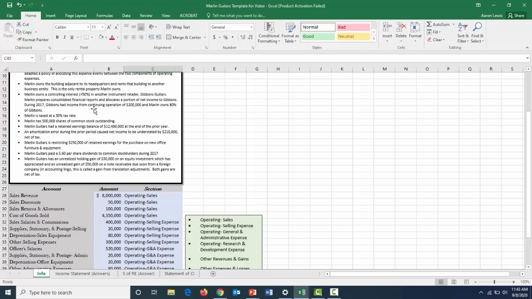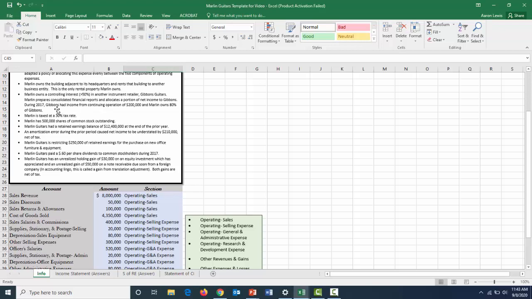And since we own more than half, we have to consolidate our numbers. We have to include all of Gibbons Guitars numbers into Marlin's Guitars numbers. And then at the end, what we're going to do is subtract out any portion of Gibbons Guitars numbers that Marlin's owners aren't entitled to. What do I mean by that?